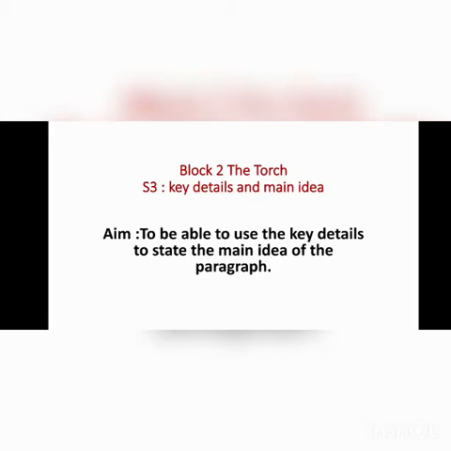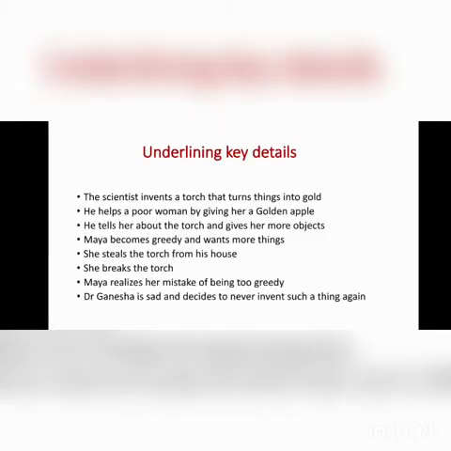Today, again, we will be revising The Torch, and the topic for today's class is key details and main idea. By the end of this class, you should be able to identify key details and also state the main idea of the paragraph. Every paragraph has one main idea. So today we will be learning how to find out the main idea of a paragraph by using key details. Very simple, so let's get started.